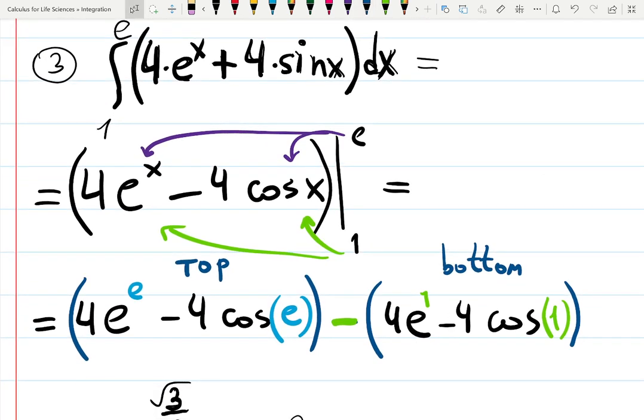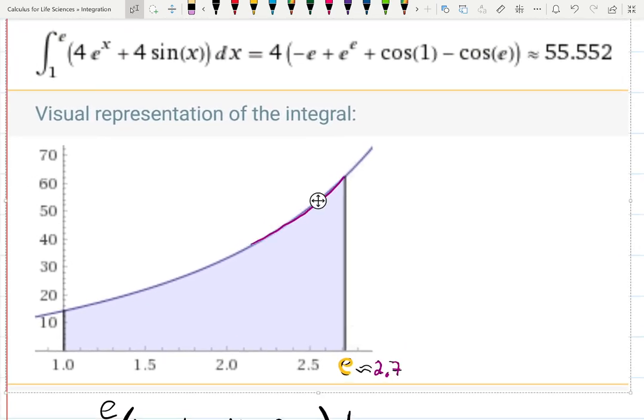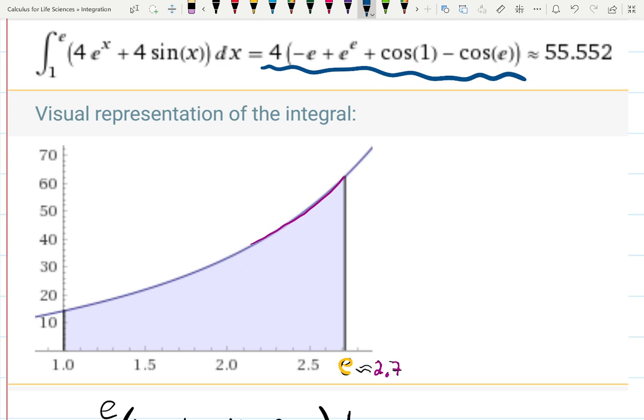What do you think? Do we agree with this or not really? Looks good, right? So here's the graph. I actually put it in Wolfram Alpha for you before. It gives you the answer, as you can see, which is very convenient. You can calculate it in your calculator, and apparently it's 55.5.